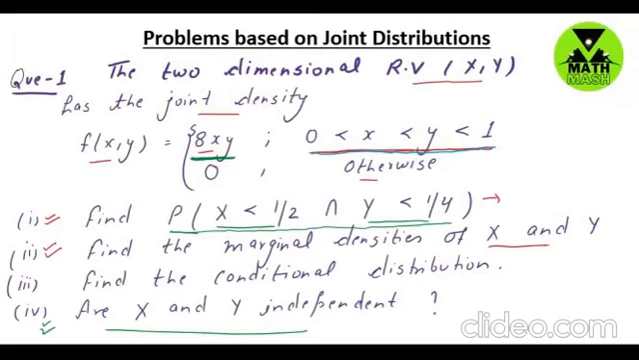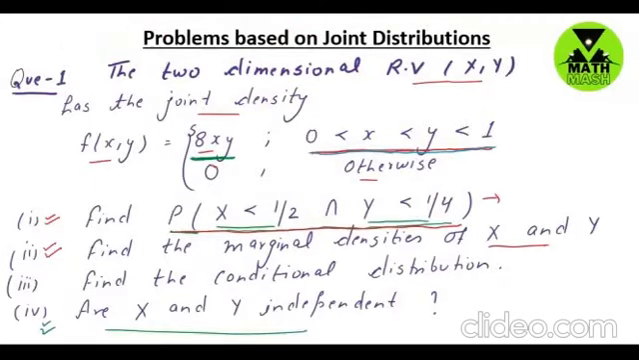Okay, so since we skipped the first part, that is the first part is probability x is less than half intersection y is less than 1 by 4. So coming to this part, now we have to find out probability x is less than half intersection y is less than 1 by 4. So first we sketch the actual domain where the function is defined.